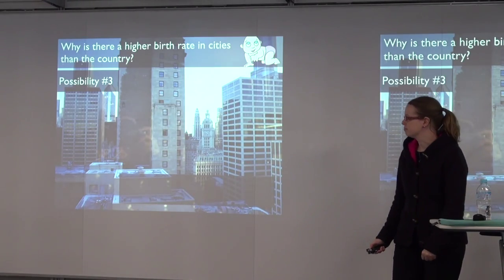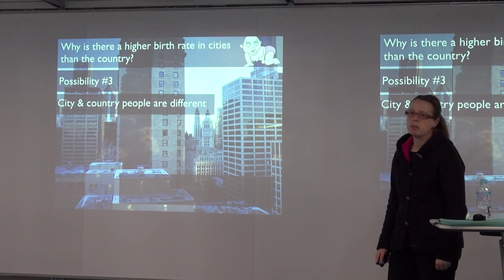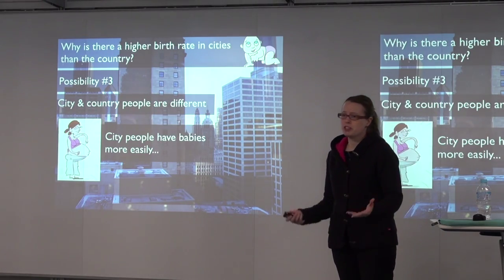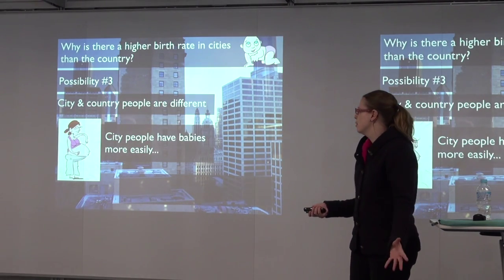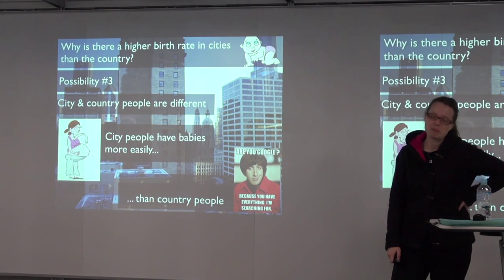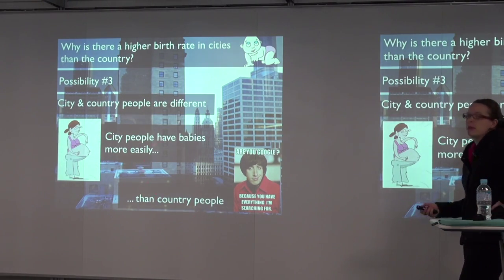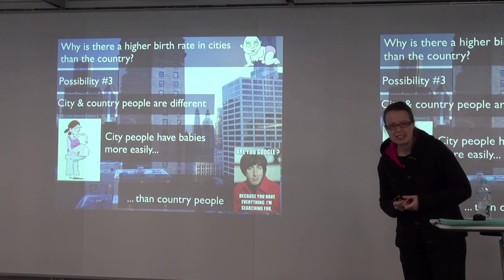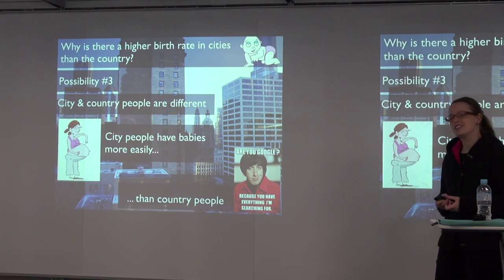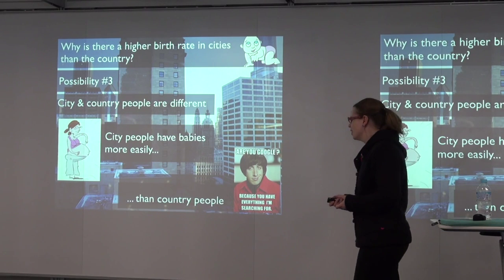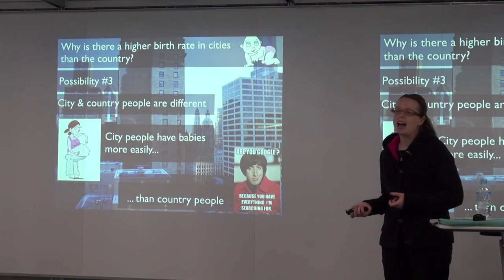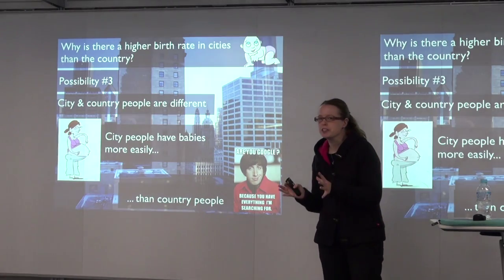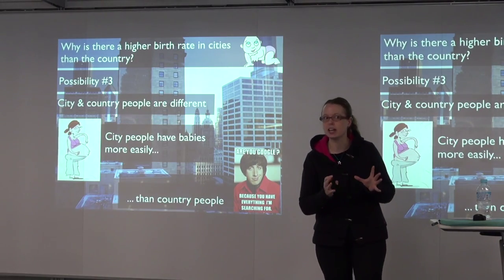Now option three is that city and country people aren't really the same type of people at all. And the city people just fall pregnant much more easily, whereas country people, not so much. So anyone familiar with the Big Bang Theory? This is Howard Wolowitz, and he has terrible chat-up lines. For instance, are you Google? Because you're everything I'm searching for. And due to these terrible chat-up lines, Howard has a problem finding a girlfriend. So if country people were like Howard, there probably would be fewer babies in the country.